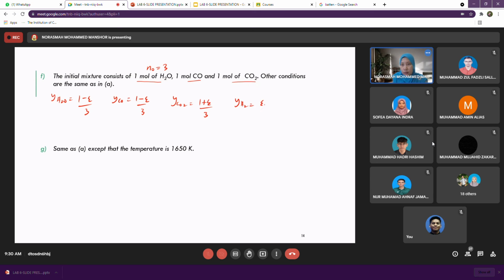YH2. So yang masuk dalam equation A tadi. YCO2, YH2, YH2O, YCO equal to 1. Ni equation A tadi. Because P dengan T dia tak berubah, so P 1, K tadi 1 juga, so dapat yang ni. So you substitute all the equation for the YI. So you dapat 1 plus epsilon.